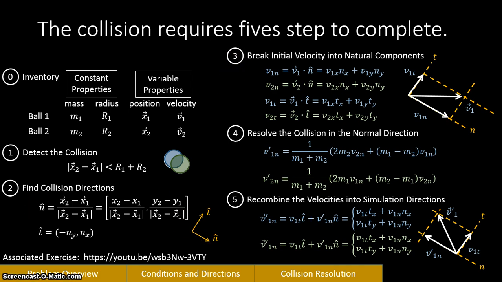So after we find those, then we can do everything that's native to the actual collision. The first thing we want to do is break up the initial velocity into these components, the normal and tangential components of the velocity. So we're keeping track of the velocity, we're keeping track of the position, both in the x and y coordinate system.